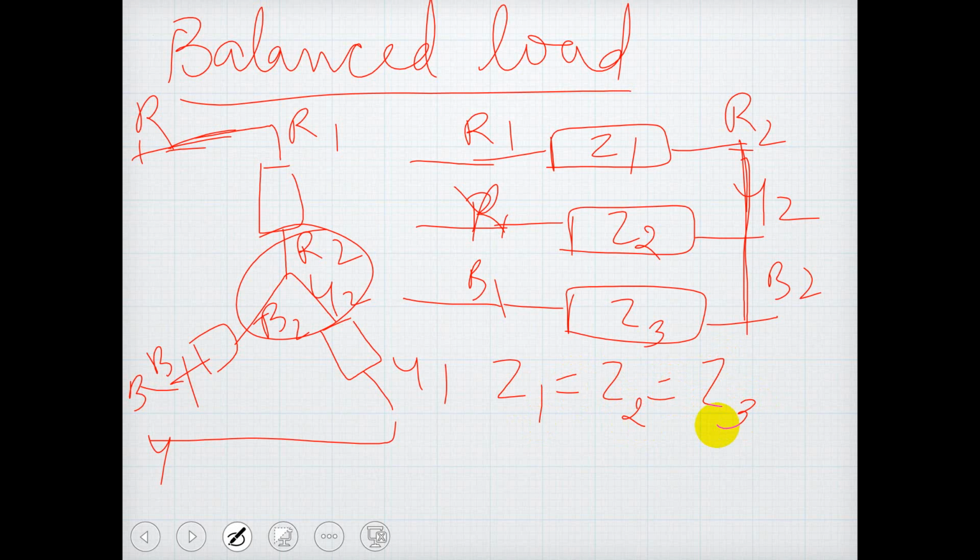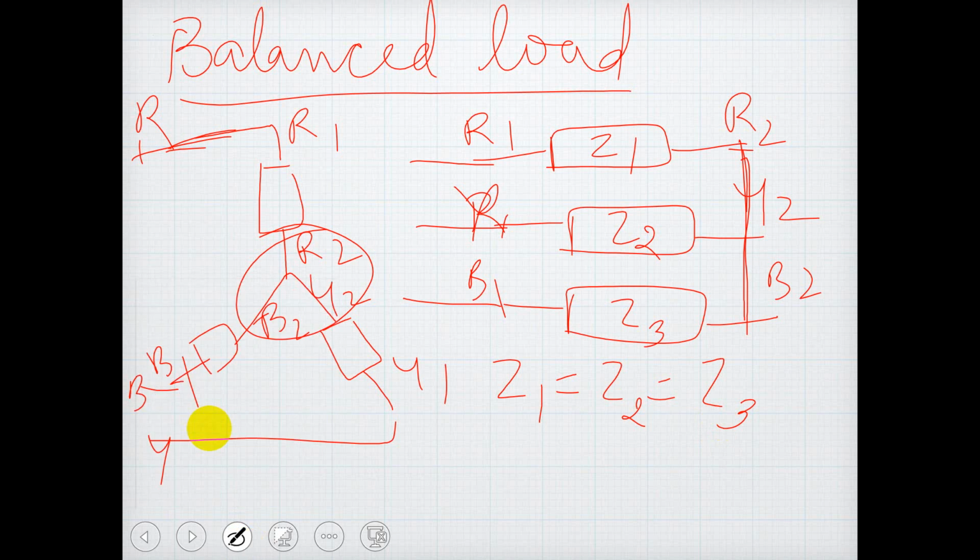So when the impedances of all the three phases are exactly the same, then it is said to be balanced. Otherwise, it is said to be unbalanced supply. If the voltages are also the same in a balanced load, or balanced supply, the voltages, the impedances and the phase shifts are the same in case of a balanced load.